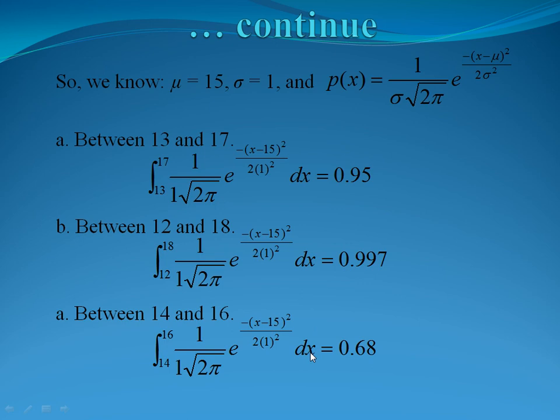So with normal distributions, you're always using this same PDF. Whenever you see a normal curve, you start here, and you should be given your mean and standard deviation. You'll be plugging that in, and then your bounds will be defined by the situation at hand.